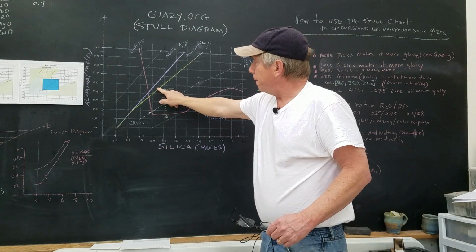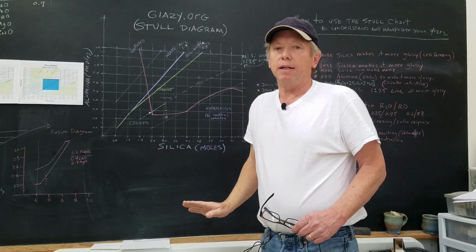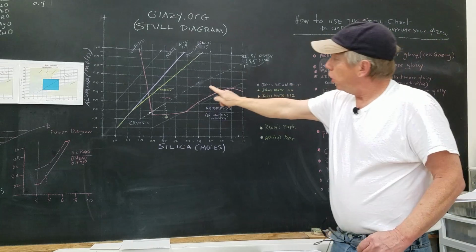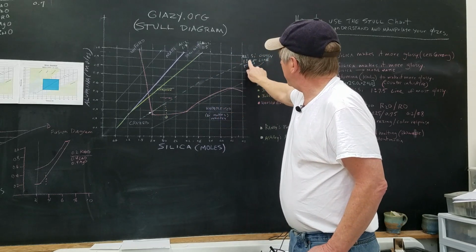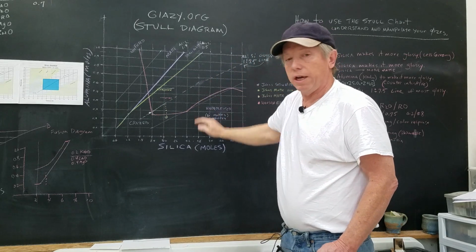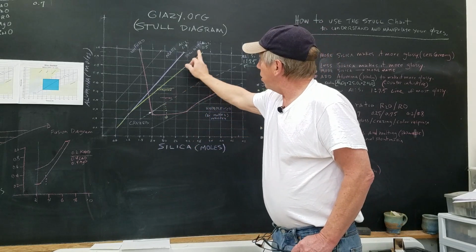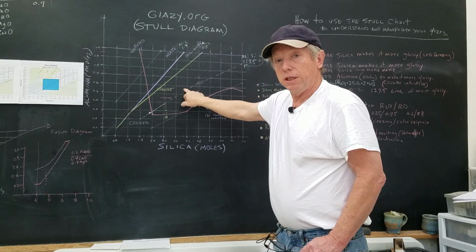Say it's up here in the matte region, 1 to 5. We predict it's a matte glaze. Now, if we add more silica, we can make that glossy because it moves towards this line. This is our gloss line, 1 to 7.5 silica. So if we start at 1 to 5 and we push it this way, it could become more glossy.